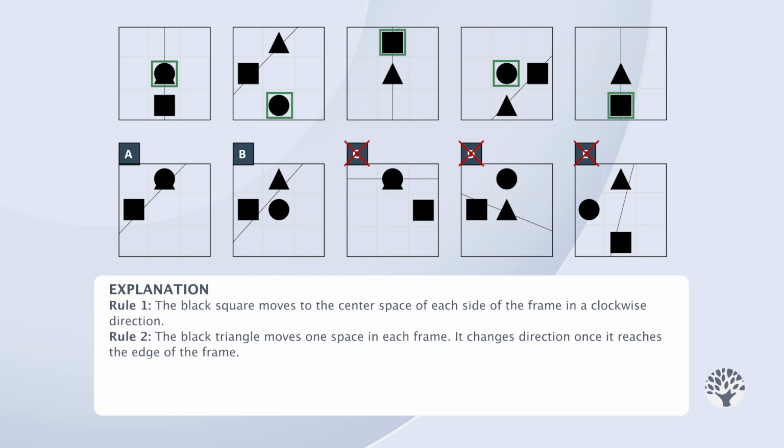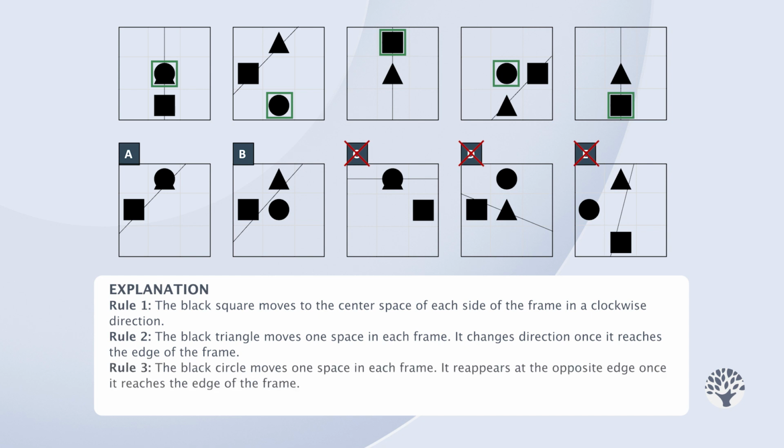So we see that it moves one space downward with each frame, and once it reaches the bottom, it reappears at the top. That's our third rule. After being covered by the square at the bottom of frame 5, it'll reappear at the top in the next frame. So the correct answer is A.